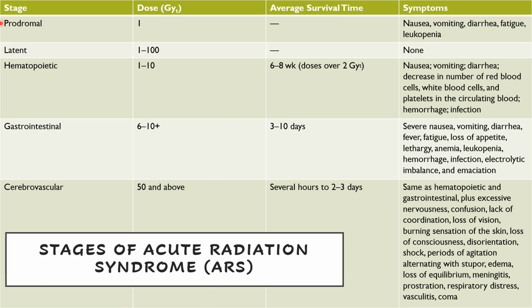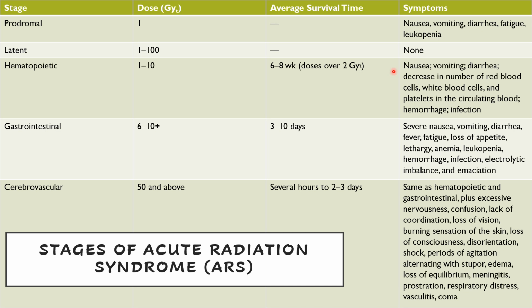Here's a checkpoint slide summarizing everything. Prodromal stage, dose 1 gray tissue, symptoms nausea, vomiting, diarrhea, fatigue, leukopenia. Latent 1 to 100 gray tissue, really no symptoms. Hematopoietic 1 to 10 gray tissue, 6 to 8 weeks survival time, doses over 2 gray tissue.